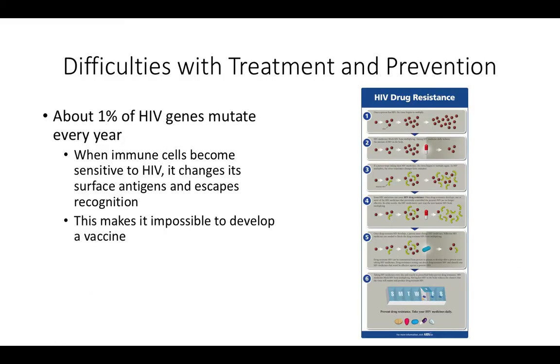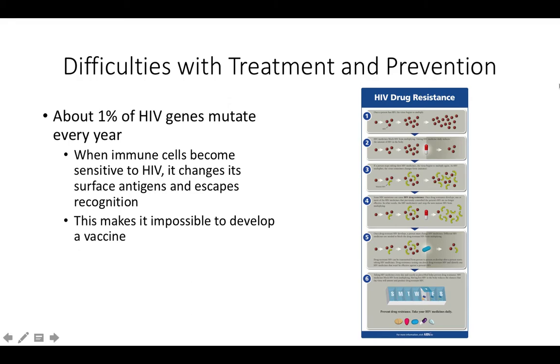The difficulty with treatment and prevention is that 1% of HIV genes mutate every single year, which is really rapid. When an immune cell therefore becomes sensitive to HIV, it's changed within a year. Its surface antigens are different, and so the body can't recognize it anymore and doesn't have any defense against it. This factor is also what makes it impossible to develop a vaccine.